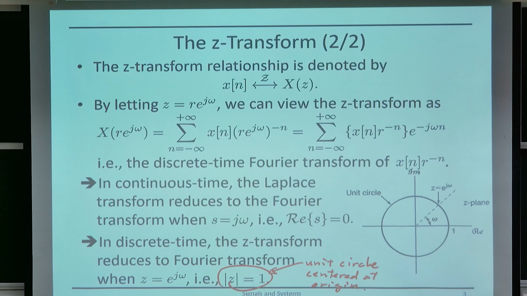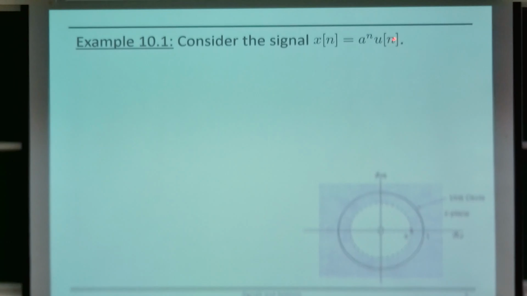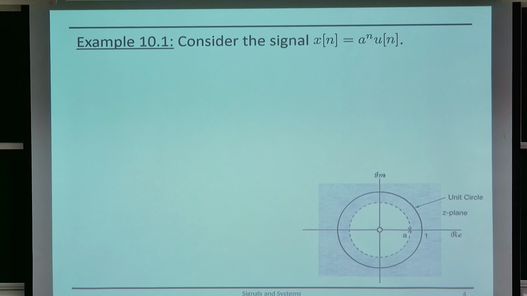Let's look at a few examples. Each one of these examples has a similar example in the previous chapter. So we start out with this example where x[n] is a to the power n times u[n]. This is a one-sided decaying or increasing geometric series.